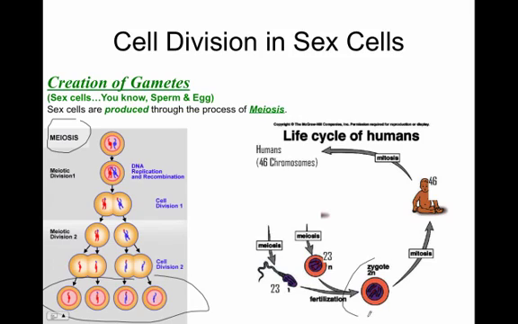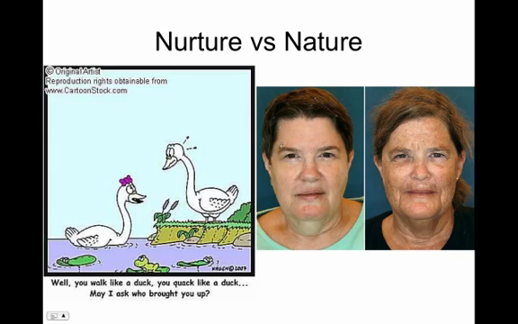They fuse to make a zygote through fertilization. Through mitosis, this cell divides, eventually forming a baby with 46 chromosomes. And through mitosis, the baby grows up, gets bigger, creates an adult. Let's review nurture versus nature again.